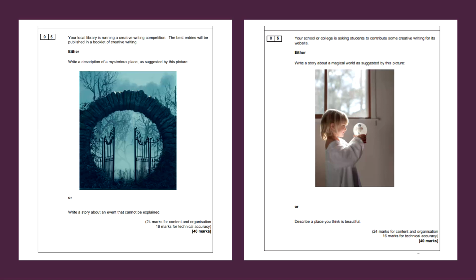But first of all, let's just remind ourselves that this is worth 40 marks. So 25% of your whole GCSE, 50% of paper 1. Really important that you give this the time and the preparation when you're revising and when you're sitting in the exam hall. 24 of those marks will go for your content and organisation. So that's why your ideas and planning for them and the structure of those ideas is so important. But 16 marks are going to go for technical accuracy, so spelling, punctuation, grammar, paragraphing, vocabulary.